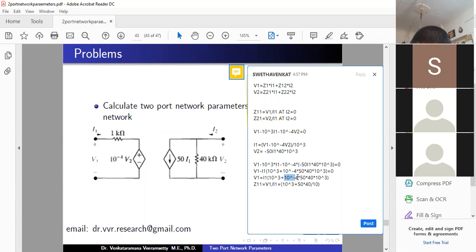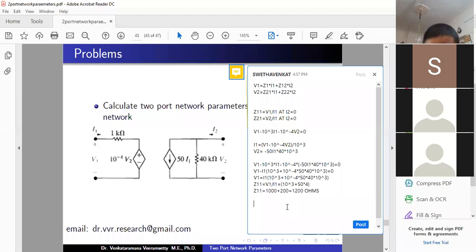What did I do? 10 power minus 4 into 10 power 3 gives 10 power minus 1, that is 1 by 10. So 1 by 10 into 50 into 40, that is 50 into 40 divided by 10. So 40 by 10 will be 4, right? Now finally give the expression for Z11. Z11 equals 10 power 3, that is 1000, plus 50 into 4, that is 200. Finally we have 1200 ohms. So that is Z11. Hope you understand.